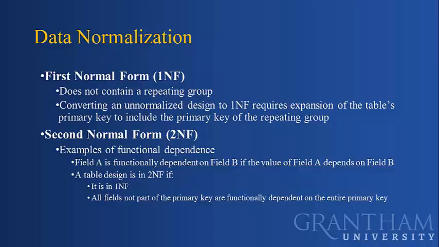Data normalization. Second normal form, examples of a functional dependence. Field A is functionally dependent on field B if the value of field A depends on field B. A table design is in second normal form if it is in first normal form and all fields not part of the primary key are functionally dependent on the entire primary key.